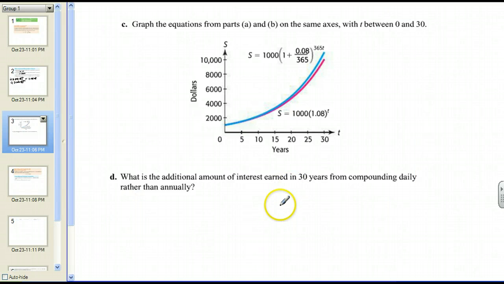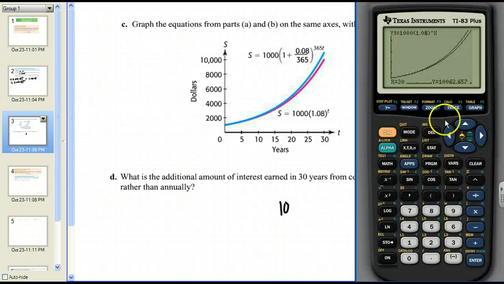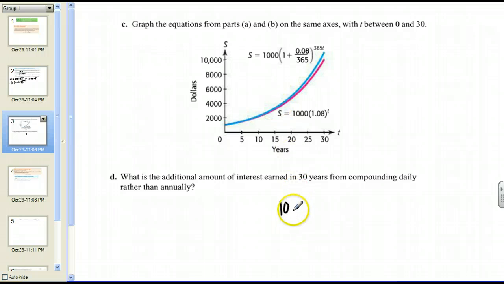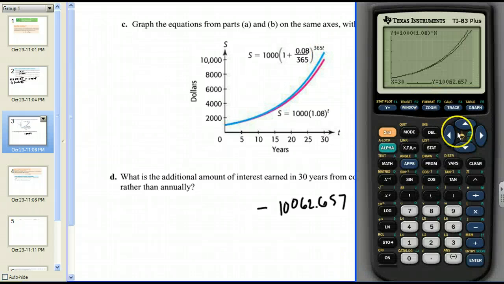I'm sorry, 10,062.657. That's the lower one. That's what we're going to subtract. The other one's a little higher. Now to get that one, I had to press down. Go to the other one, press trace, and press 30.